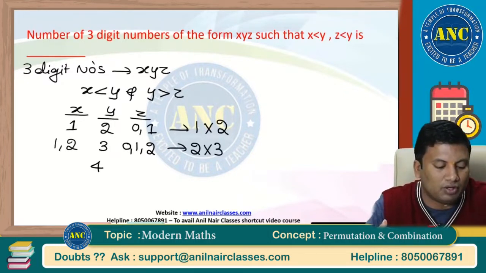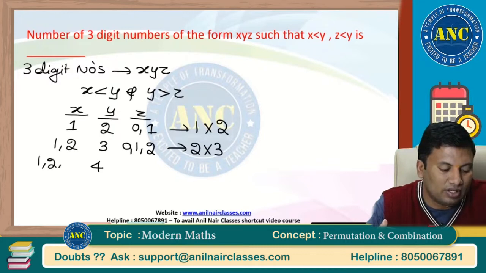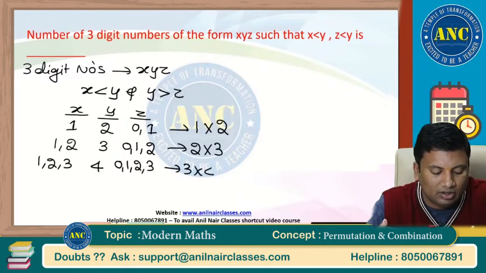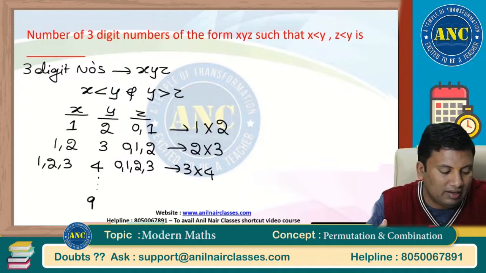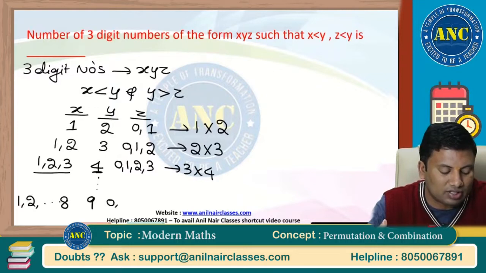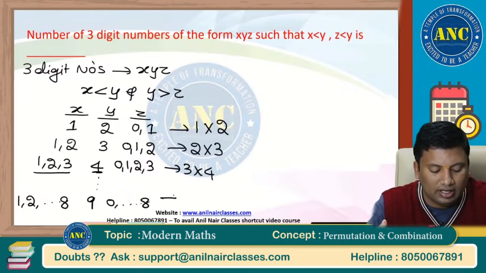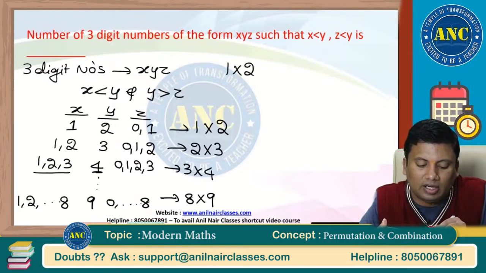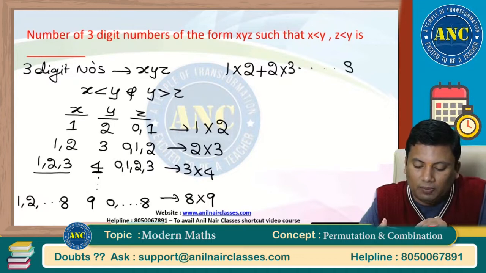If y is 4, x is less than y, so it is 1, 2, 3, and z can be 0, 1, 2, 3. So here it is 3 into 4. Similarly, if y is 9, I get 8 values for x and z is 0 to 8, so here it is 8 into 9. So the series is 1 into 2 plus 2 into 3 and so on up to 8 into 9.